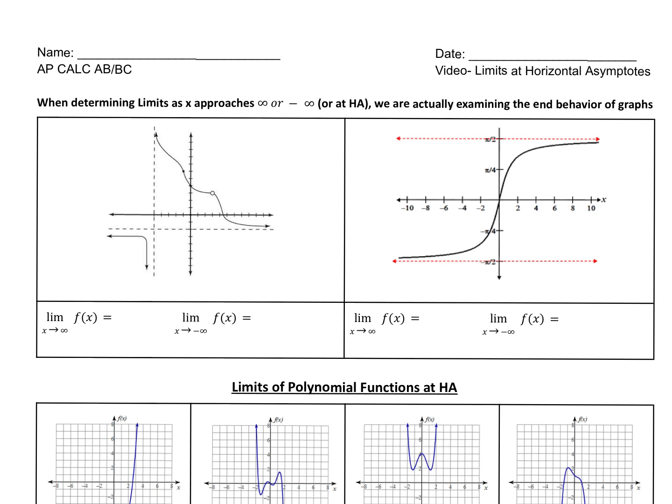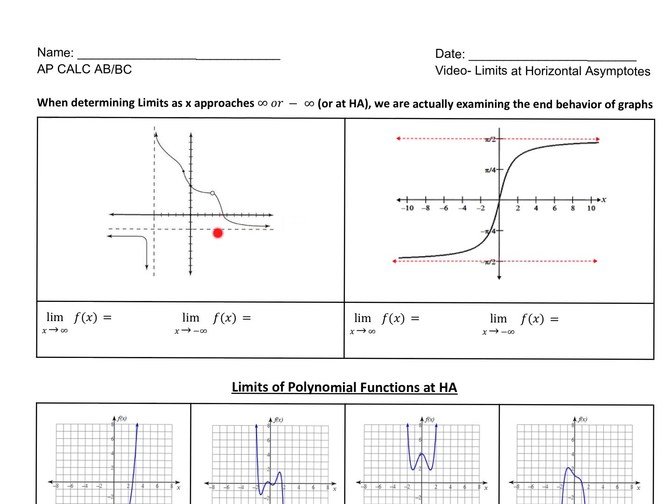Hi everyone, in today's lesson we're going to talk about limits at horizontal asymptotes. When determining limits as x approaches infinity or negative infinity, we're actually asking for a horizontal asymptote, and we're examining the end behavior of the graph. So when I'm talking about, say, this graph, the limit as x approaches infinity of f of x, I'm asking: as x goes to the right, which is positive infinity, where are the y values, f of x, where are they headed? So where's the curve leveling off to?